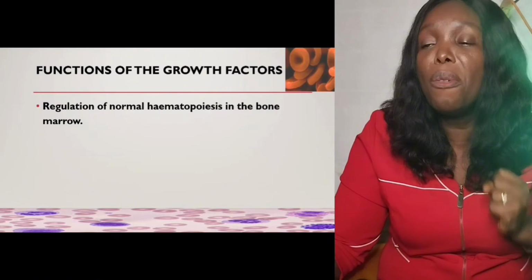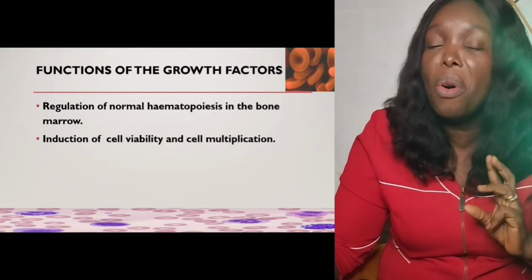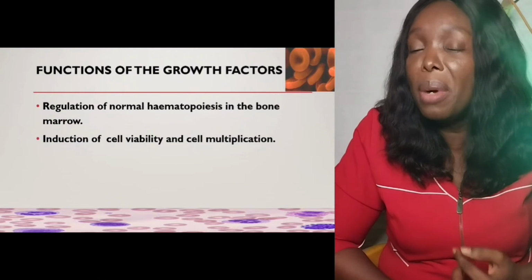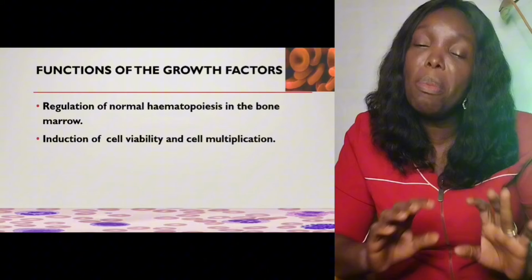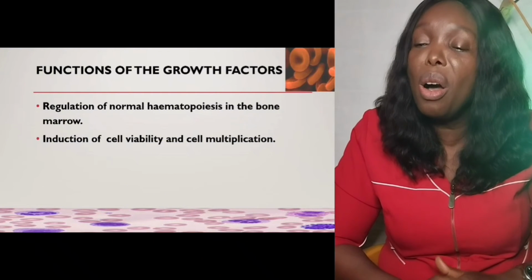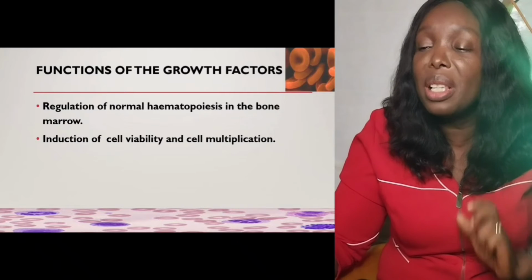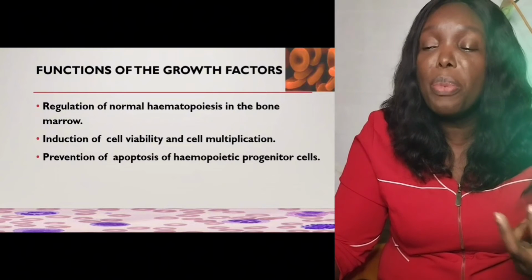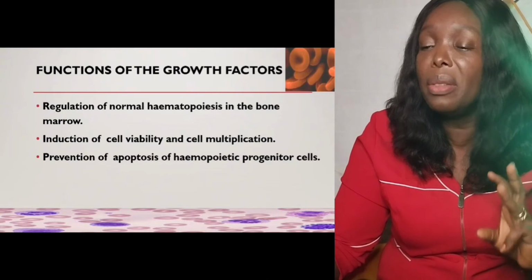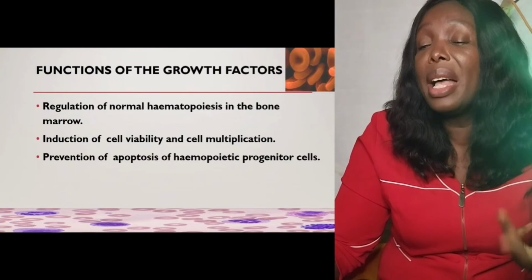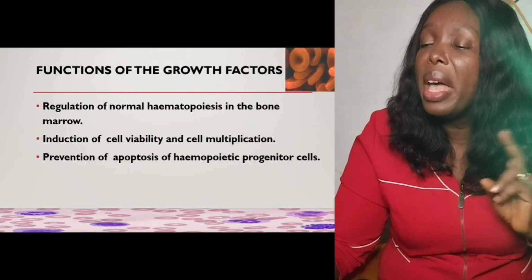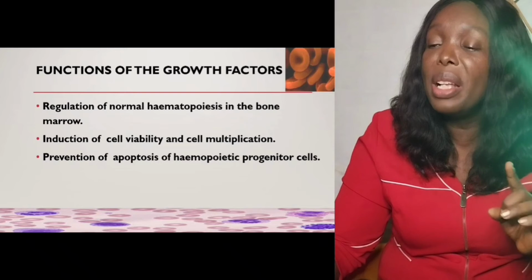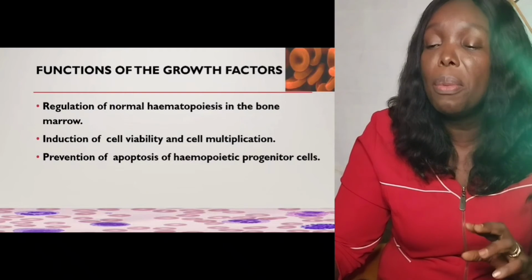What are the functions of these growth factors? Number one, they are involved in the regulation of normal haemopoiesis in the bone marrow. They are also involved in the induction of cell viability and cell multiplication. They are involved in prevention of apoptosis, that is programmed cell death. So they prevent apoptosis of haemopoietic progenitor cells.